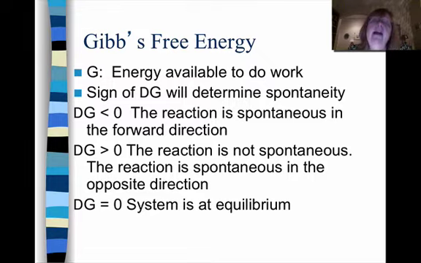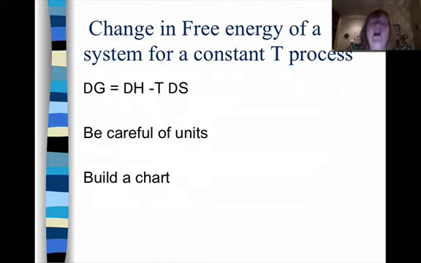And finally, if delta G is 0, the system is at equilibrium, and we're going to talk about equilibrium in our next unit. So, the change in free energy of a system at a constant temperature is given by this equation. And again, these are deltas. So delta G, Gibbs free energy, is equal to delta H minus T delta S.